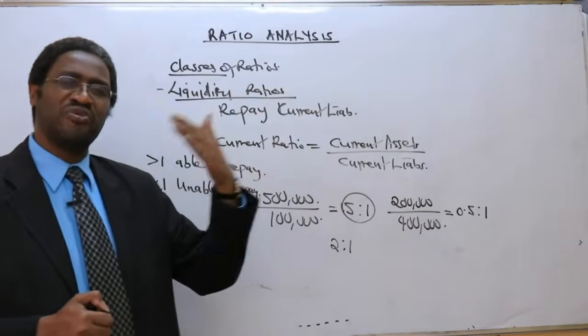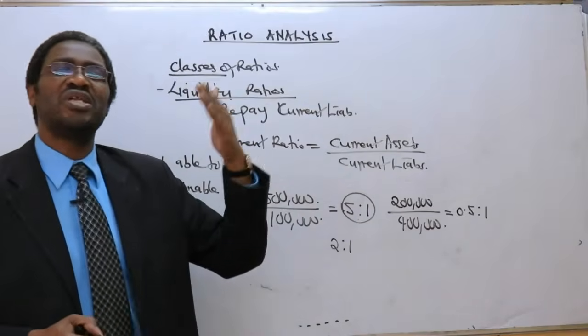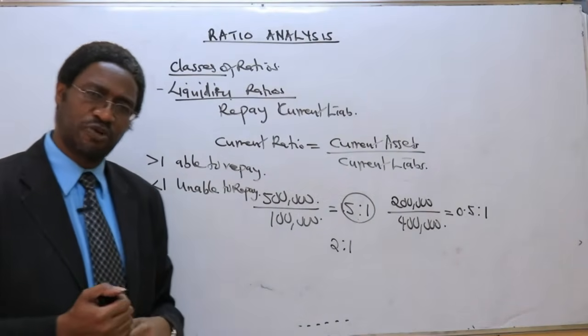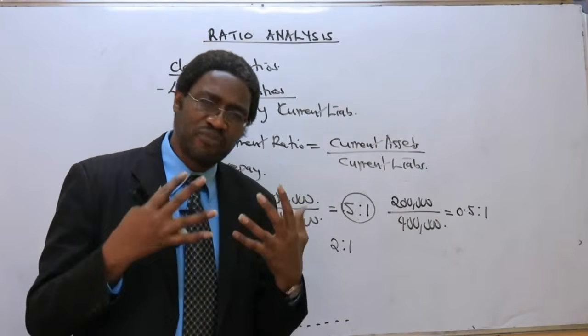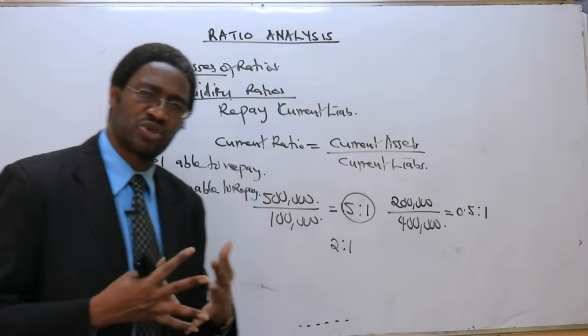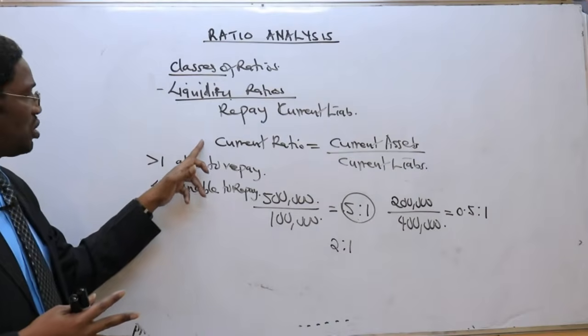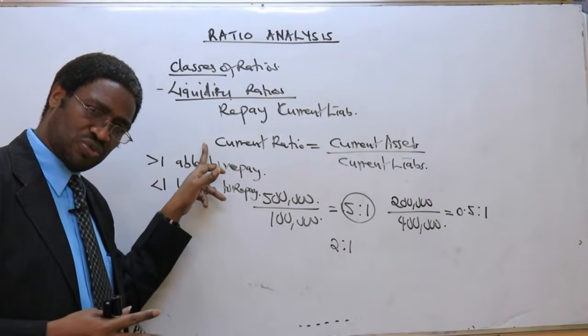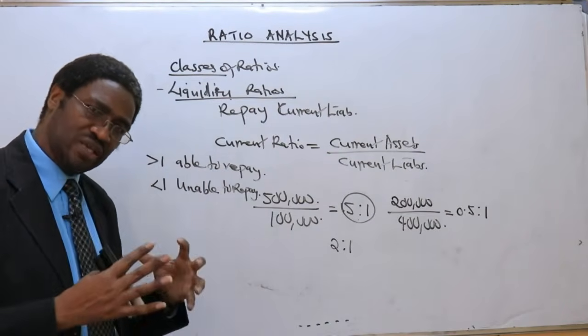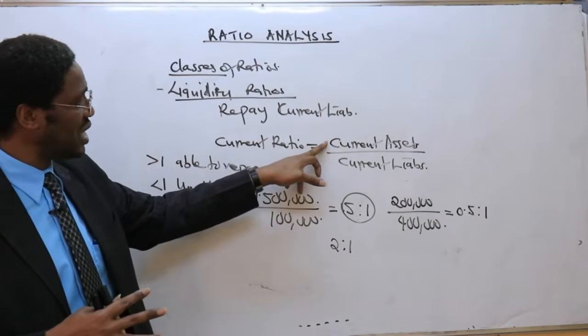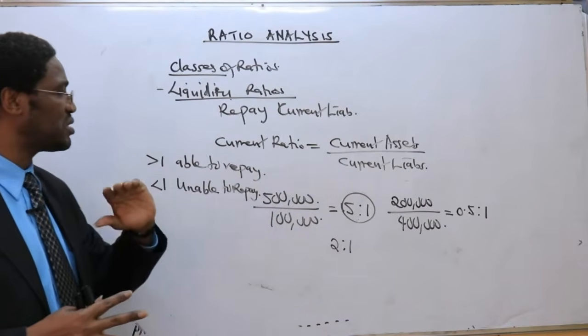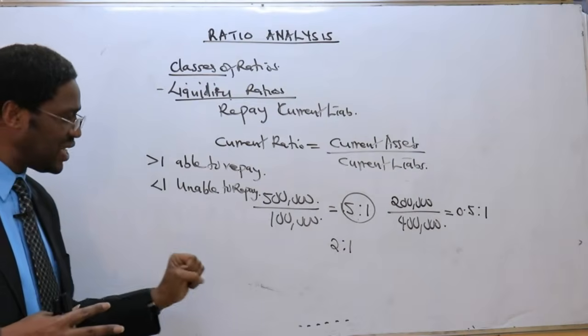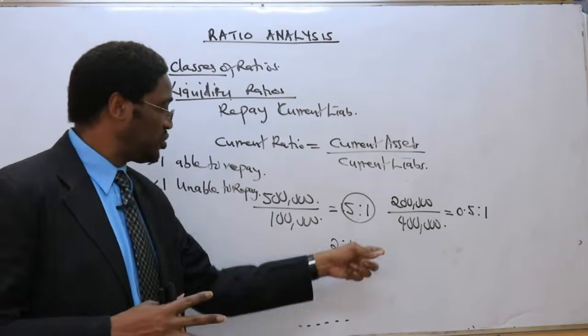Those funds could be invested elsewhere to generate profit for the business. So I am through now as far as this ratio is concerned, and that is what we are calling the current ratio. We are saying you get it by taking current assets and dividing by current liabilities. We have said the standard or the recommended ratio is 2:1.